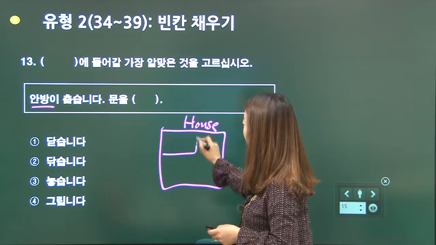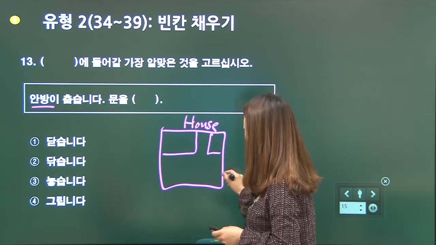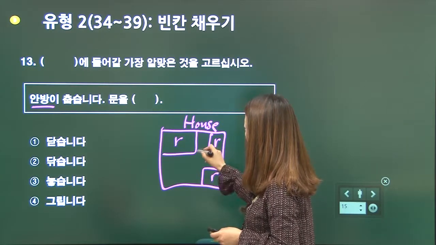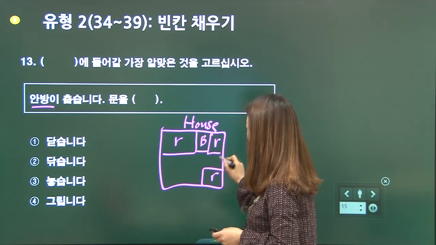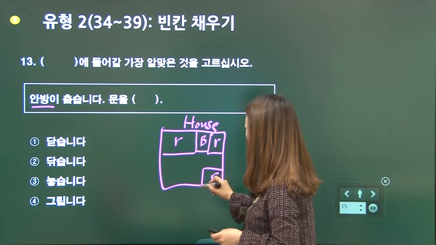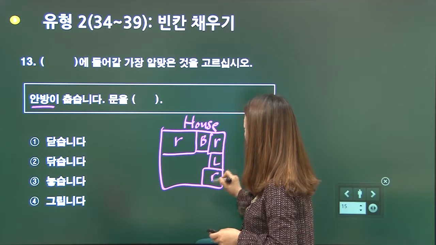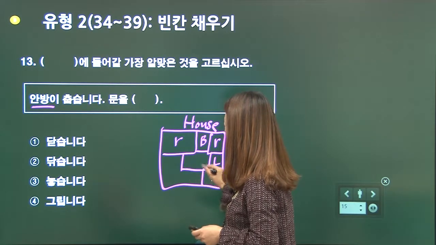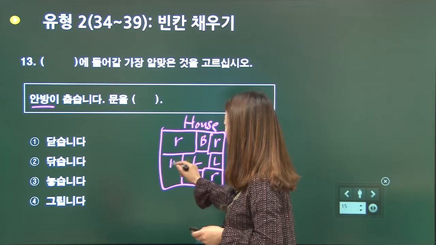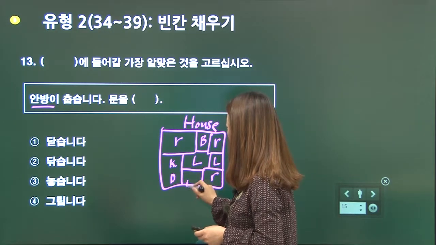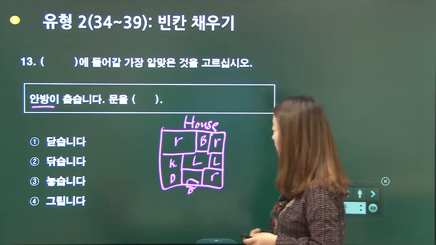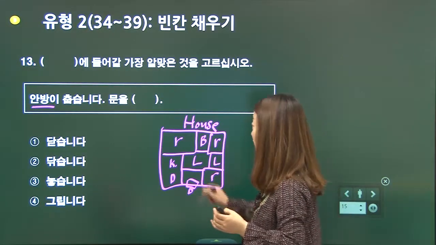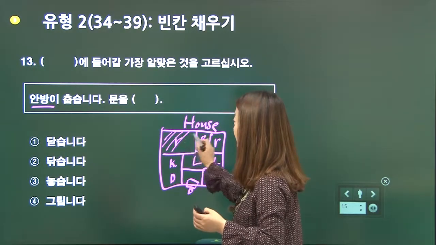House. And there are some rooms over there. This is a room, and then a bathroom, and here the laundry room, and then here the living room. And here's the kitchen and dining room, and this is the door. So the 안방 is the biggest room here. So this will be 안방.